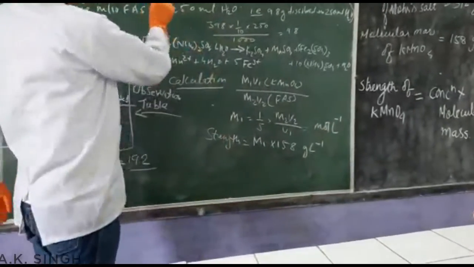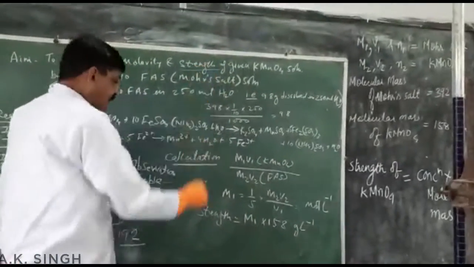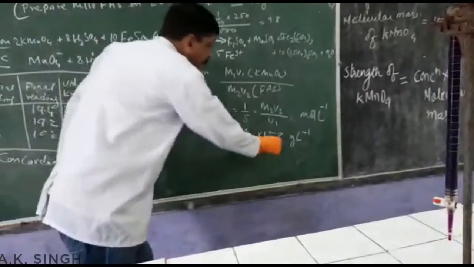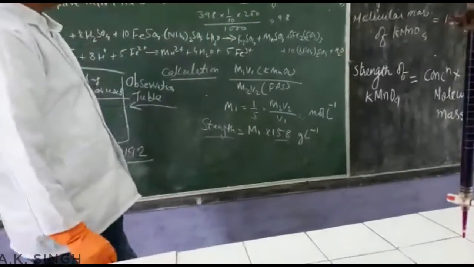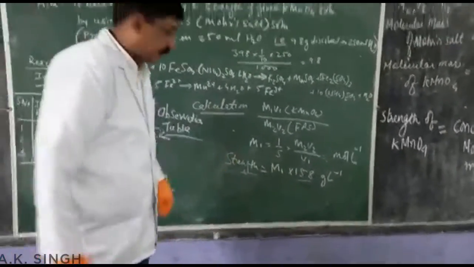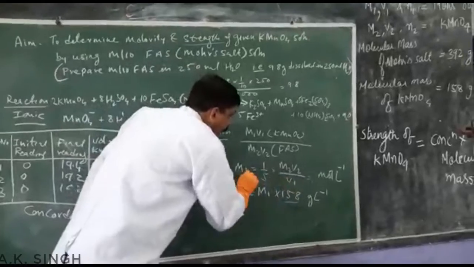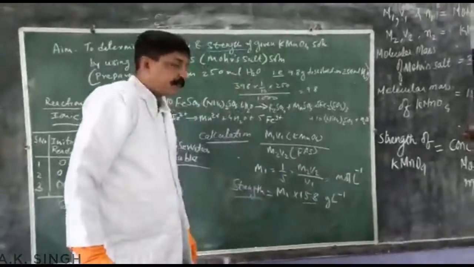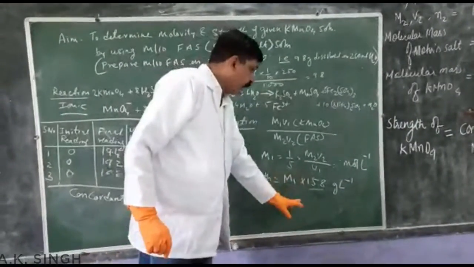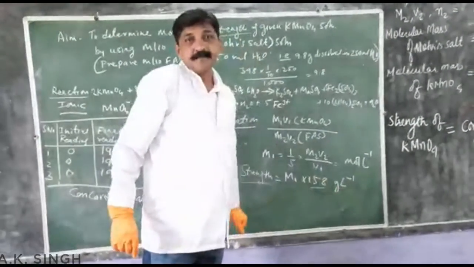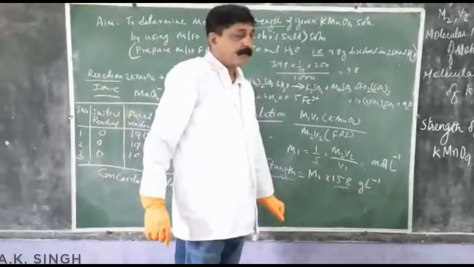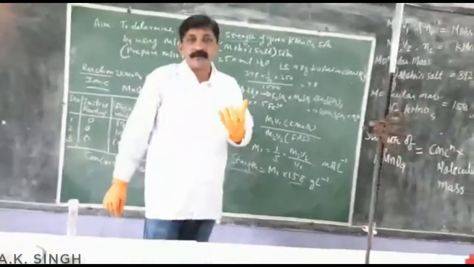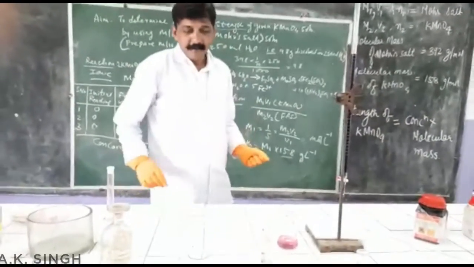Now the second part is to calculate the strength. Strength is molarity into molecular mass. 158 is the molecular mass of potassium permanganate. So the M1, whatever value it comes to here, will be multiplied by 158 and the answer will be in grams per liter. So this is all about the titration. You have to write the calculation and the result and any precautions while performing this experiment. Thank you.